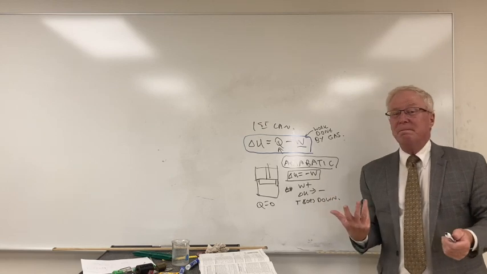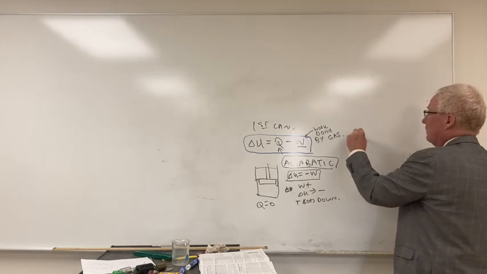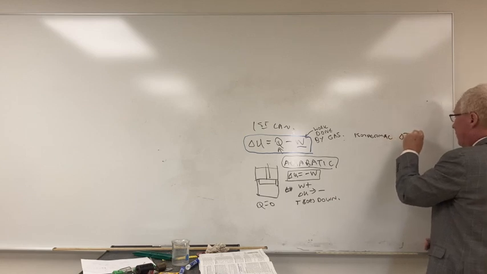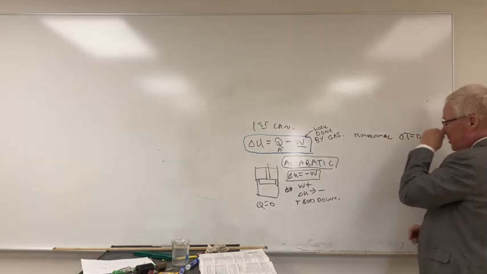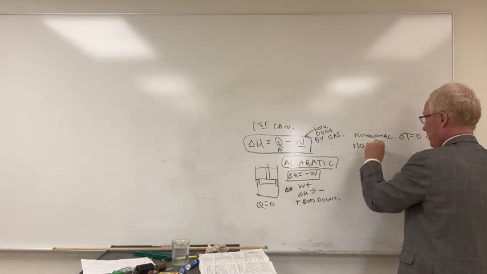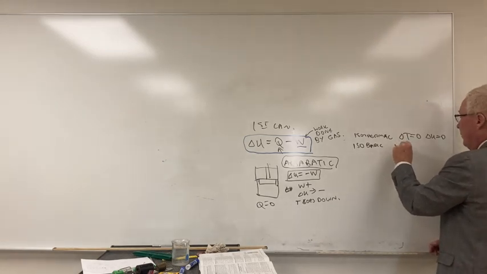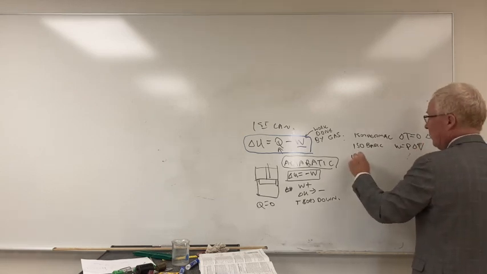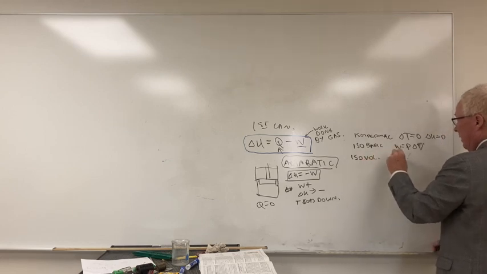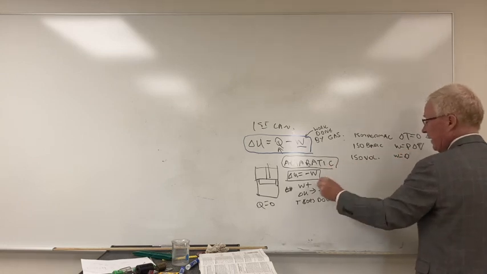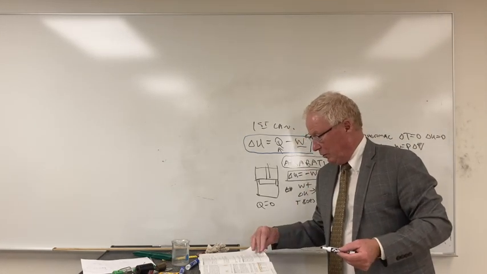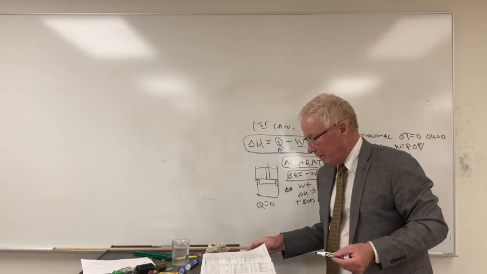We have isothermal, which is delta T equals 0, so delta U is 0. Isobaric, W is P delta V, I should say. Isovolumetric, W is 0, there's no work done, and adiabatic, which we just talked about. So those are the 4 processes we have here, and we'll be doing examples of some of those later on, as far as that's concerned.